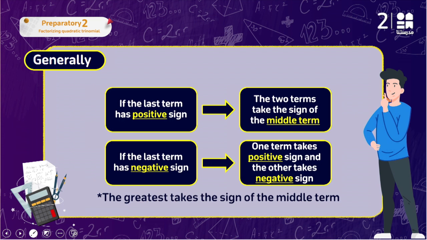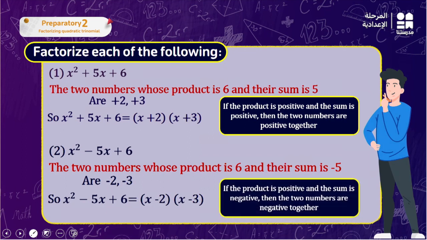تعال نشوف ازاي. ثانية واحدة بص مع بعض هنا. لو ال last term كان ايه positive نعمل ايه؟ ال two terms takes the sign of the middle term. تعال نشوف الكلام ده اتحقق في اللي فات ولا لا. If the last term is positive، ايوه بص معايا هنا على التو اكزامبلز دول بشكل افضل. اللاست تيرم هنا عندي ايه؟ بوزيتيف. اللاست تيرم عندي هنا ايه؟ بوزيتيف.